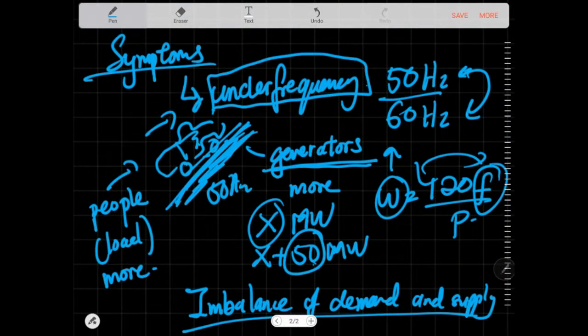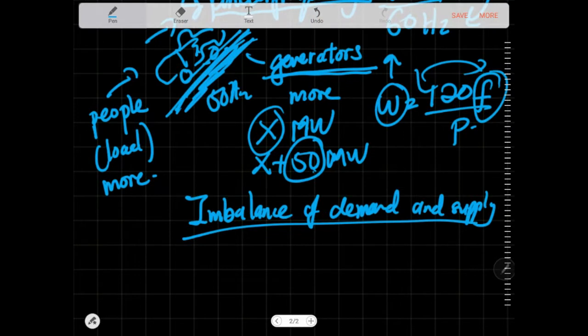If there is too much demand and too little supply, it goes under frequency. And if it's under frequency, it can be bad because the system becomes unstable, as generators cannot keep up. Then the whole thing may collapse because it's unstable. That's too many people on a car and then the car cannot move anymore. It's like stacking Jenga, and there's too much load on top and the whole thing just collapses.